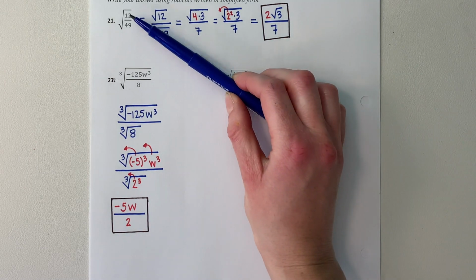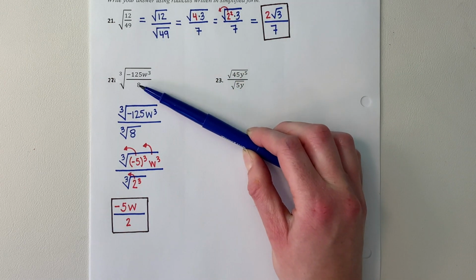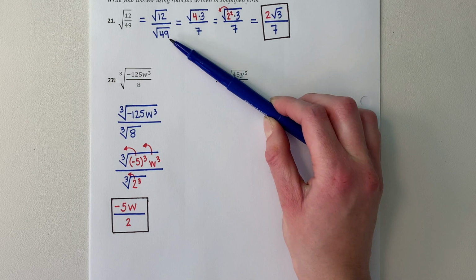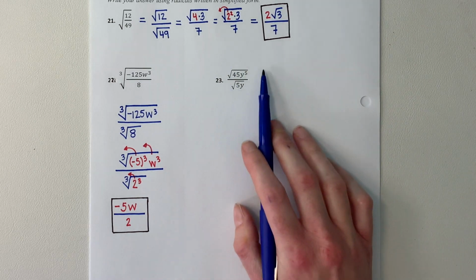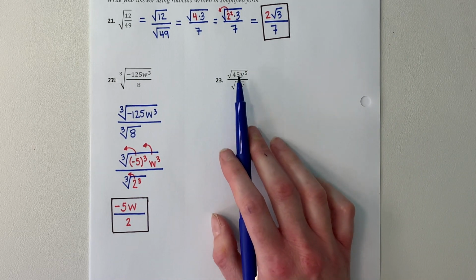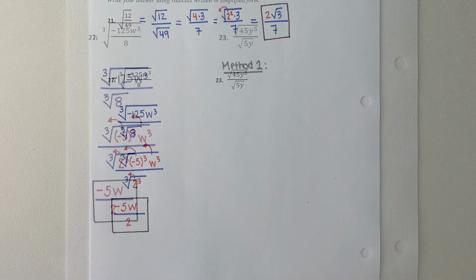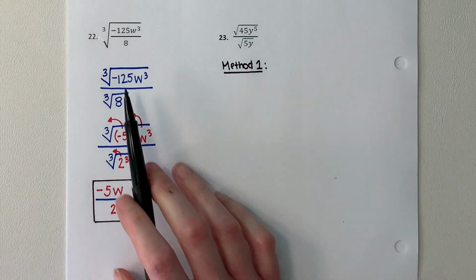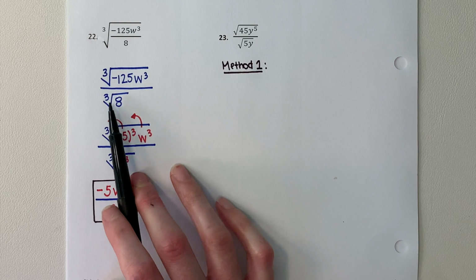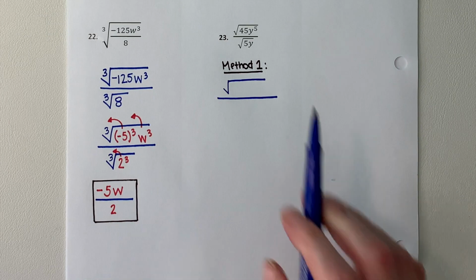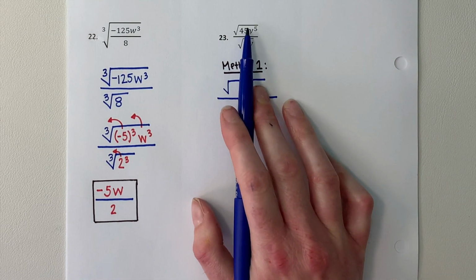Notice for these two problems, we started with a quotient underneath a radical, and we broke that apart into two separate radicals. For this problem here, our problem is already broken up into two separate radicals. So for my first method, just like we did over here, I'm going to simplify the numerator and the denominator separately. To simplify this numerator, let's first look at 45.